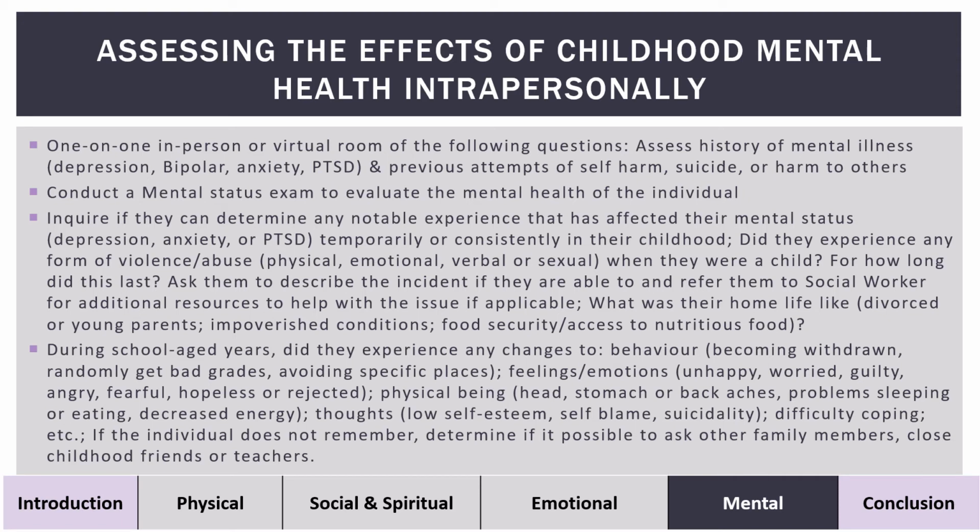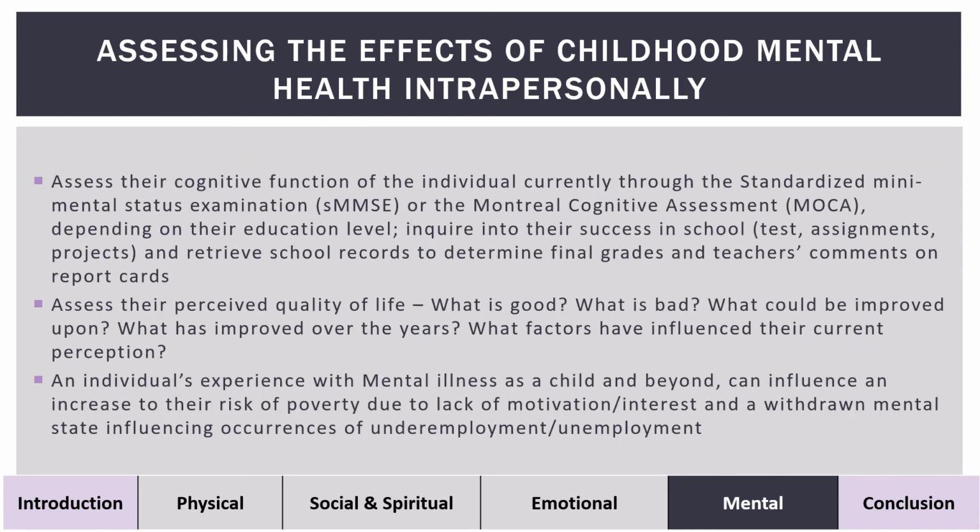School records or an informant can also be accessed as part of the mental assessment to gain information on these topics. Community health nurses can also assess the individual's current cognitive function through the standardized Mini Mental Status Examination or the Montreal Cognitive Assessment, depending on their education level. A survey can also be sent out to assess their perceived quality of life during childhood. What was good? What was bad? What could be improved upon? What has improved over the years? What factors have influenced your current perceptions?